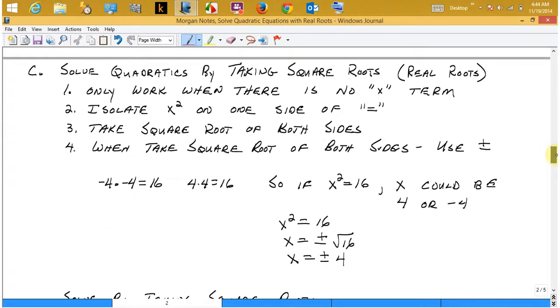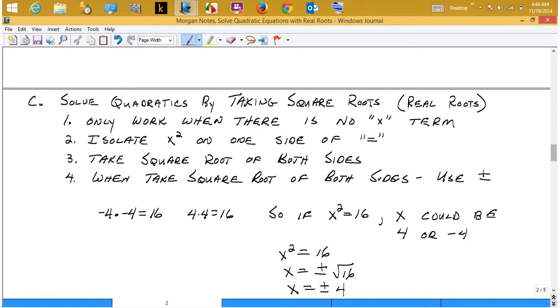Okay, let's look at another method. This is called solving by taking square roots. Now the only way we could do this is if the equation that we are given doesn't have an x term. If we would have a quadratic equation something like this, x squared plus 3x minus 2 equal to 0, this x term means we're not going to be able to use this method. And you'll see why in just a second.